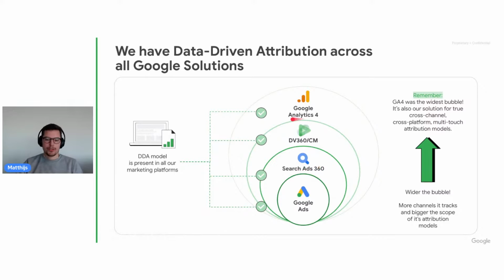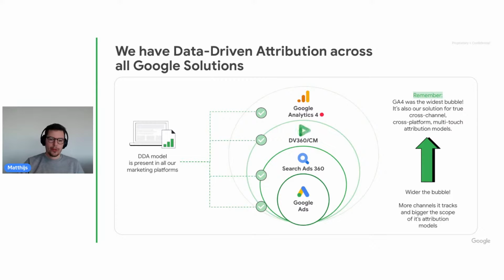The third one is DV360 and Campaign Manager. This is, of course, available if you use floodlight tags, and this allows you to measure all of your display and video buys and measure that across these inventory sources in the data-driven methodology. And then finally, we have GA4 at the top here. So this is currently replacing our Universal Analytics DDA offering, because, as I said, it's more comprehensive, but it's also available for everyone across the platform.